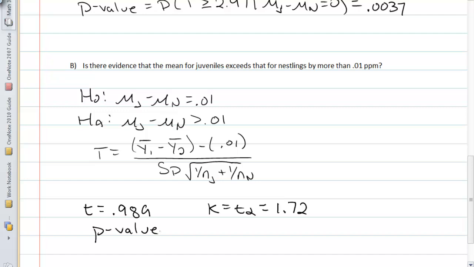Or I can look at the p-value, which was 0.17. Given that the difference between the juveniles and the nestlings in terms of their mean DDT was really 0.01, the probability I could get my sample data or data more extreme is 17%. Pretty high probability. Again, I fail to reject the null hypothesis. And that's homework problem 1070.